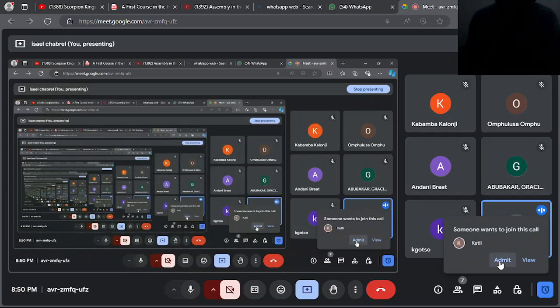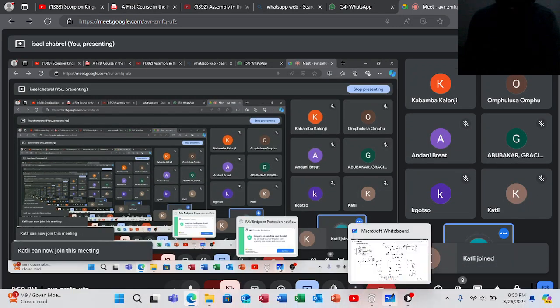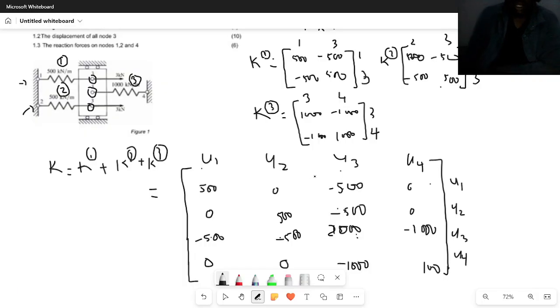We need to know how to work with time, how to manage time. Time management is important. So if we do this, guys, we should be fine.